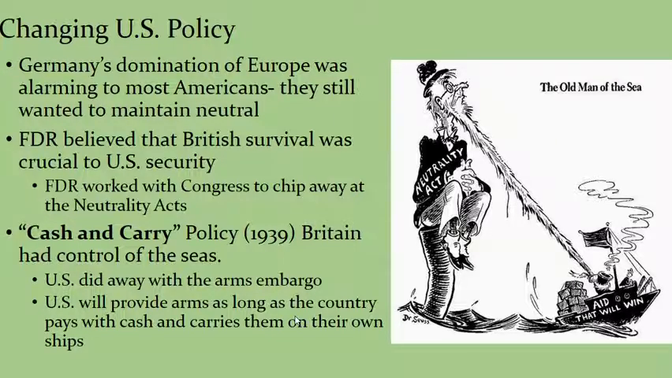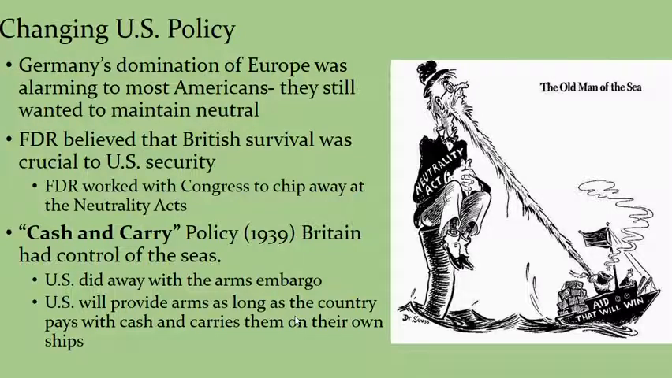And the first way that they do this is the cash and carry policy. Britain has control of the seas, right? So they've got that outstanding navy. The US did away with their arms embargo, and so they start to sell weapons to Britain, well, to any nation, okay, let's be clear, to any nation as long as they pay cash. So we're not going to go into debt over this, we're not going to loan any money out, and if they carry them on their own ships. So we are helping Britain in particular versus Germany because of their navy and how they're controlling the seas.